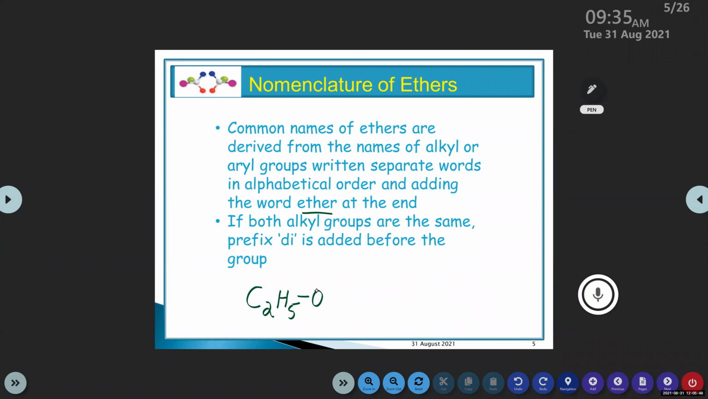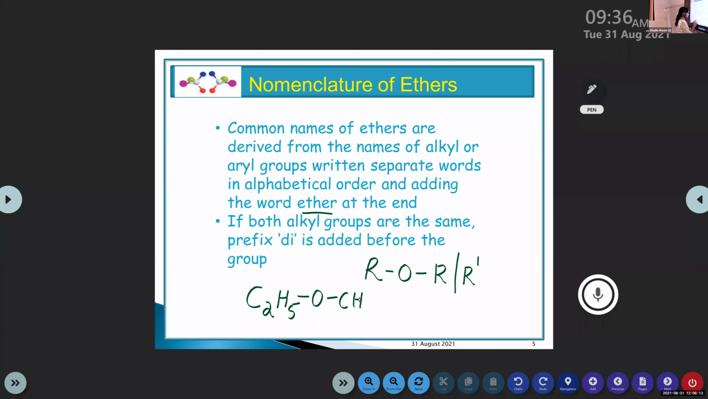Ma'am, can you write that point again at the bottom? Yeah, sure. R, O, R or R dash. If the same alkyl groups are there, R, O, R. If different alkyl groups, R, O, R dash. R dash indicates another group, that's it.